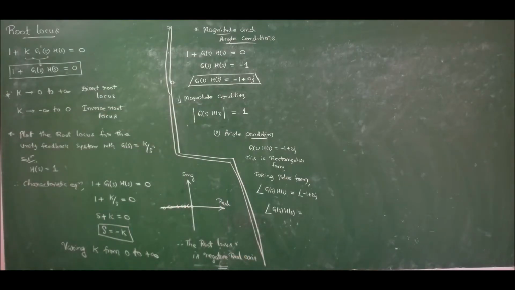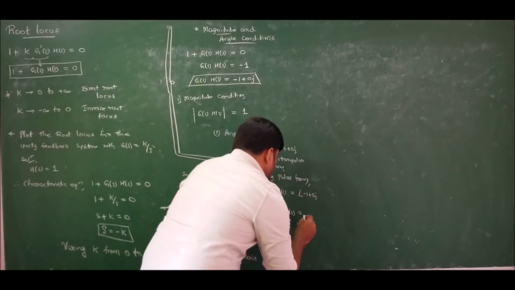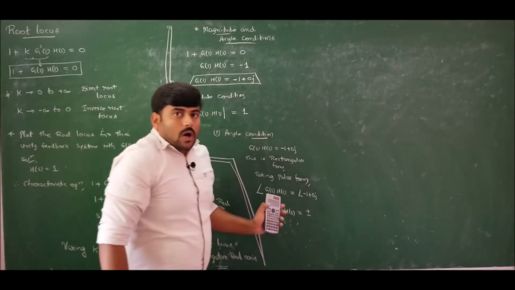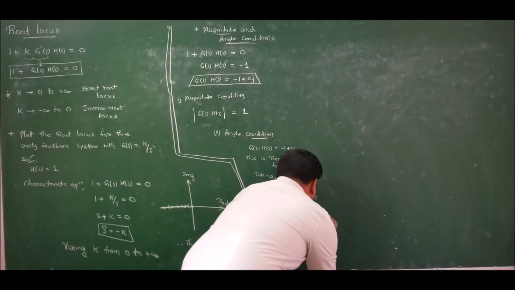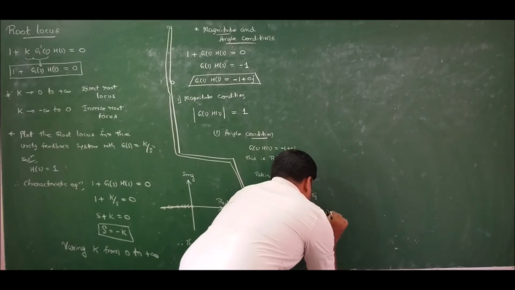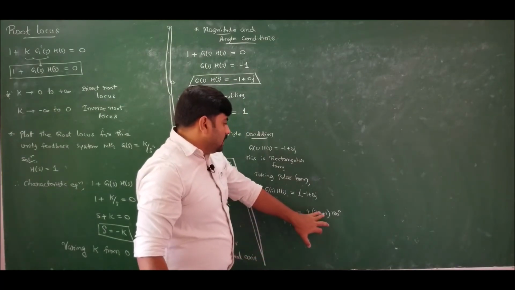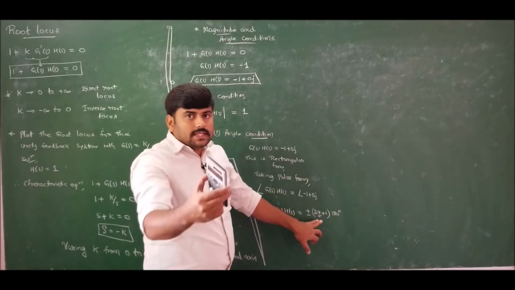So therefore, the angle of G(s)H(s) should be equal to plus or minus odd multiples of 180 degrees. Keep that in mind. It should be equal to plus or minus odd multiples of 180. Odd multiples can be written as (2q plus 1) into 180 degrees. Now put q is equal to 0. I'll get 0 plus 1 as 1. 1 into 180 is plus or minus 180 degrees. That is what I have shown you.